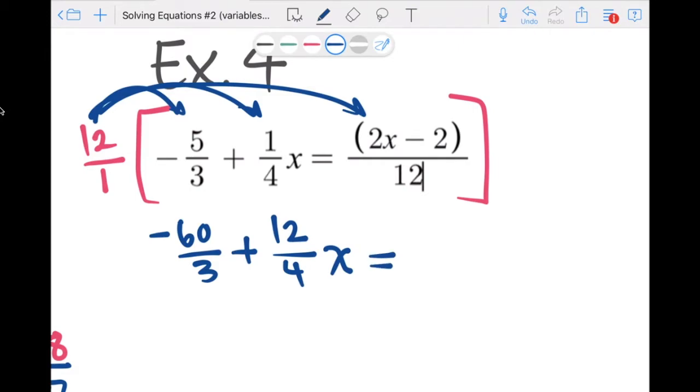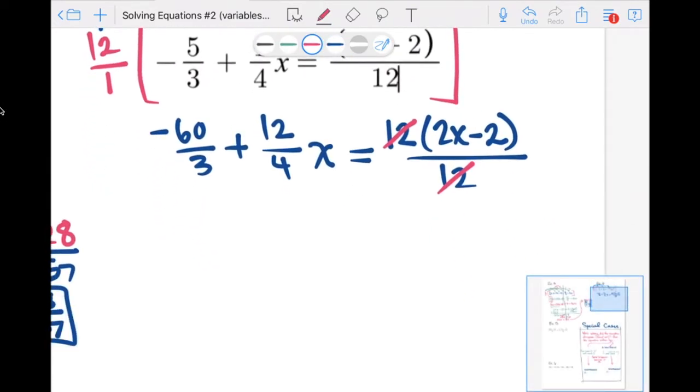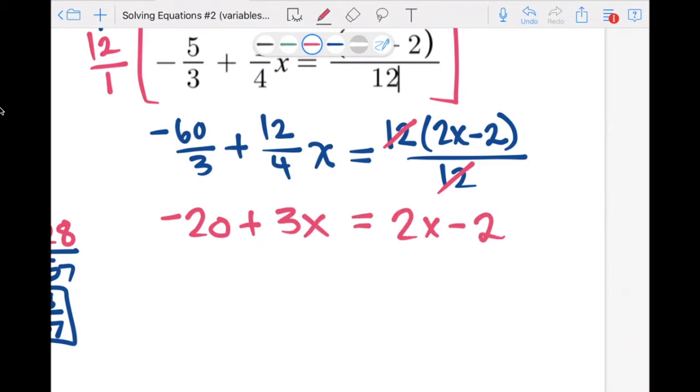Here's the deal. What I would do on that other side, since the 2x minus 2 is grouped, is I would go ahead and leave it like this. 12 times, and then I would just leave it as 2x minus 2, and then 1 times 12 is 12. The reason that I would do that is because now at the next step I can just cancel the 12s, and I'm just left with 2x minus 2. So let's go ahead to that next step, and we can simplify our other remaining fractions. Negative 60 over 3 is negative 20, plus 12 over 4x is 3x. Is equal to, and then all we have left is this 2x minus 2.